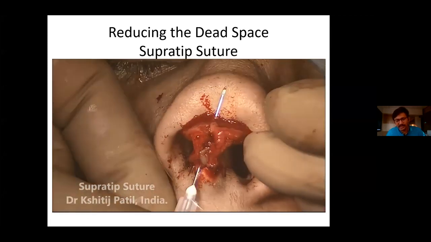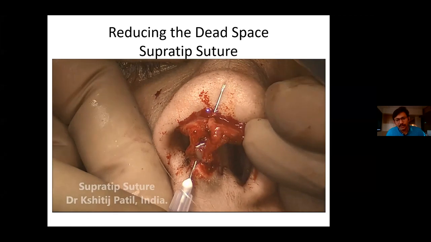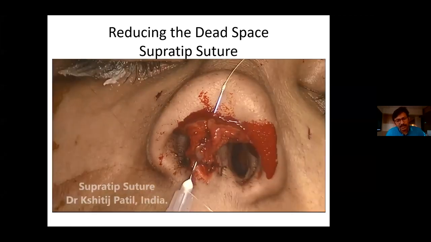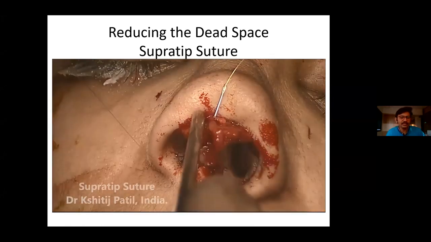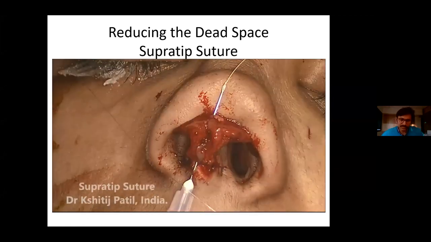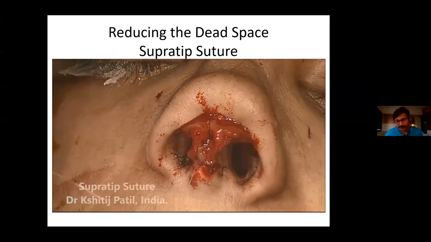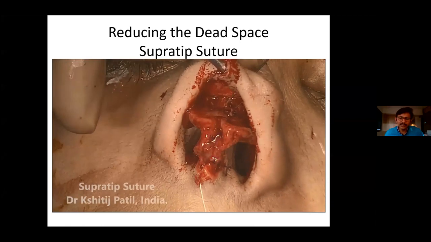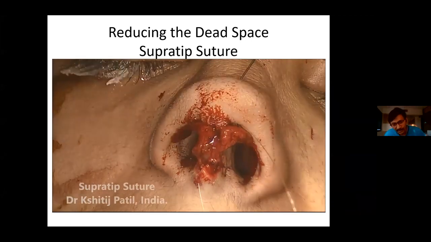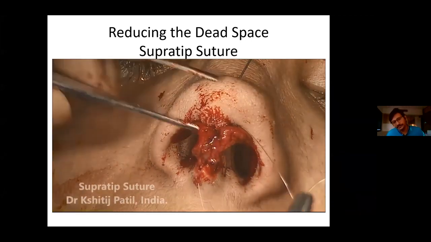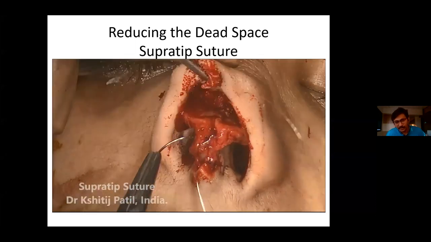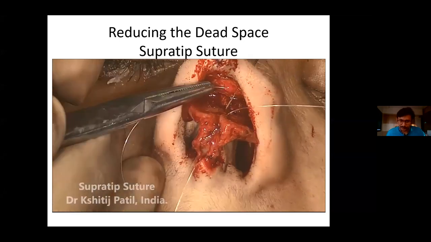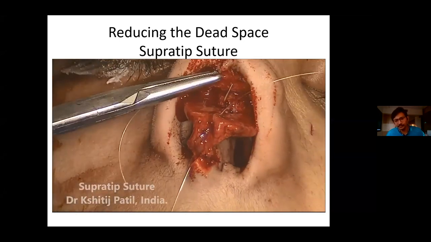You have to pass a 24 gauge needle, then feed a permanent suture to this needle, and then withdraw the needle. Now you have to pass a needle through the point of maximum dead space in the supratip area. Then you pass the needle of the suture around this point.